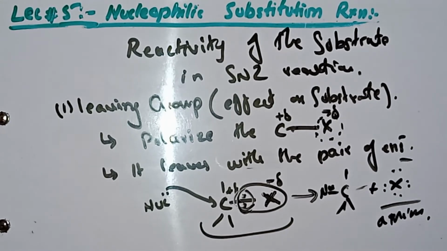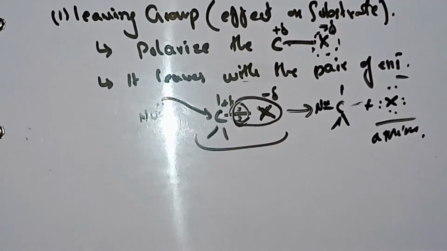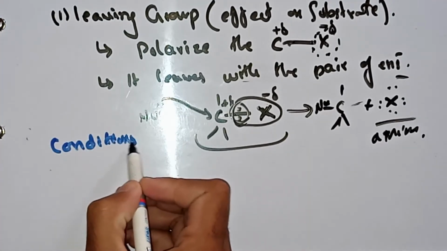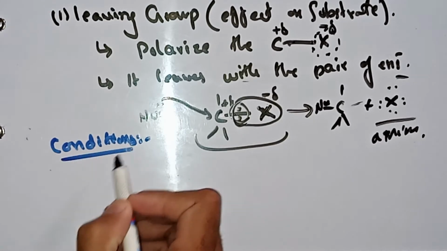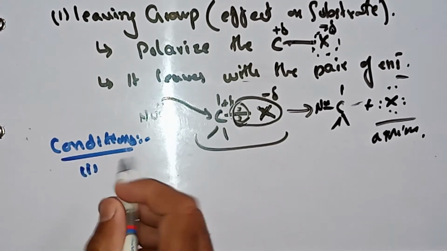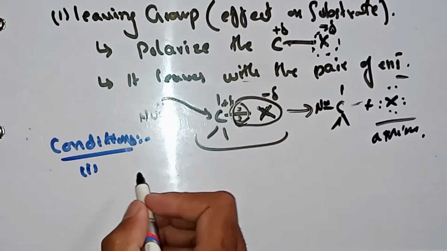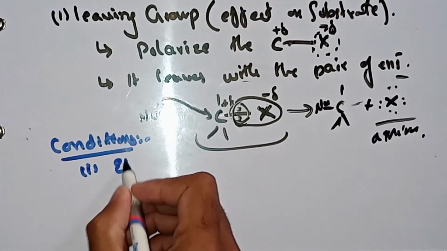Let's start with the conditions. What are the conditions? Conditions for a good leaving group. What is the first condition? Electron withdrawing to polarize the carbon atom.